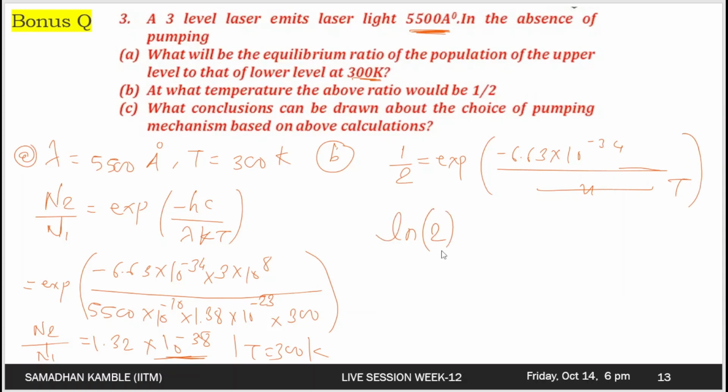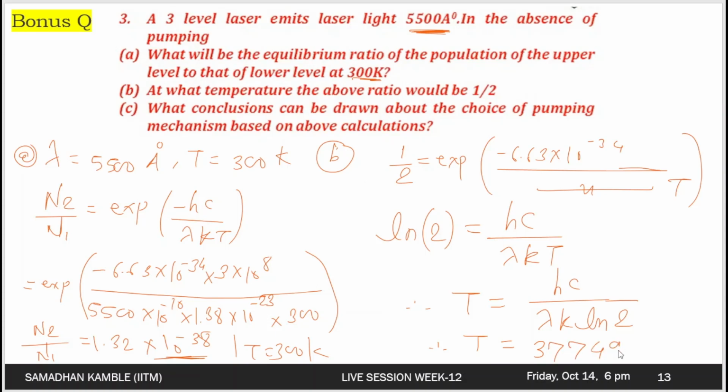Okay, ln of 2 will be simply hc over lambda kT. We are just simplifying the same equation. So if we solve for temperature, it will be simply hc over lambda k ln of 2. If you substitute all these constants, you will get the temperature required for this ratio to become half as 37749 Kelvin.